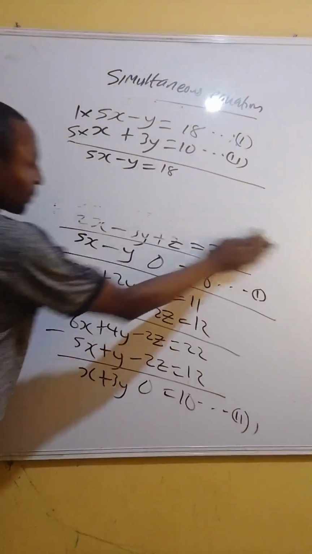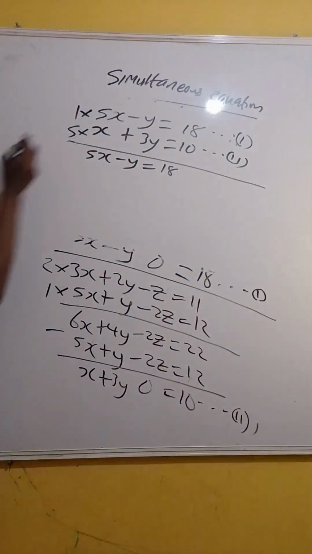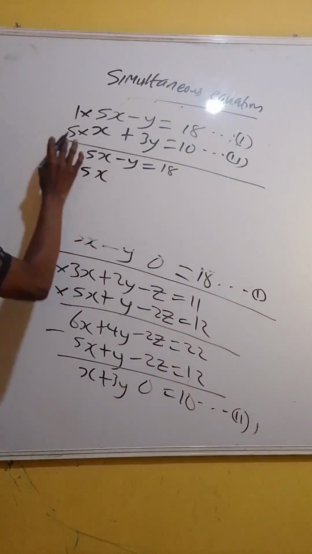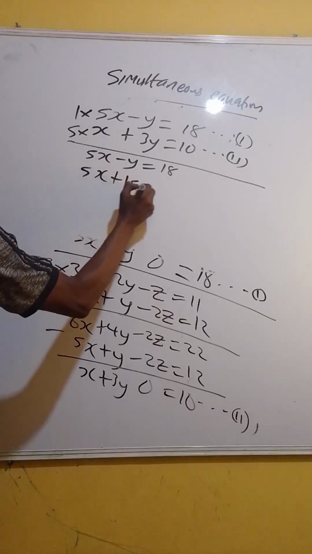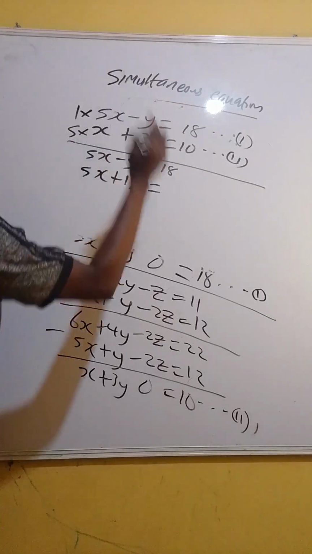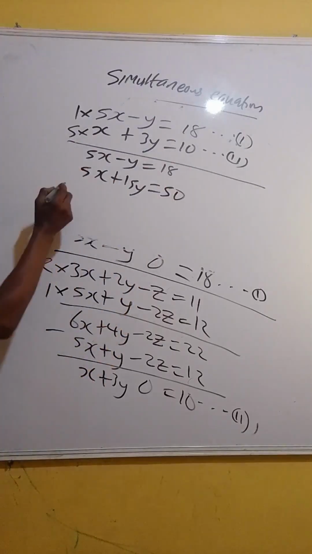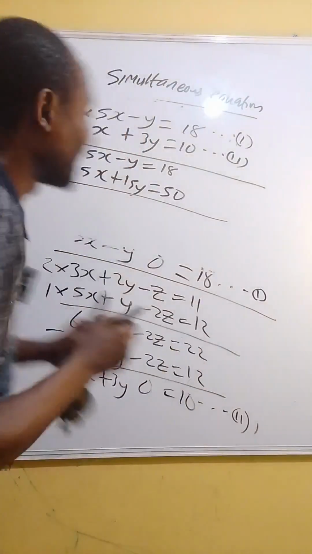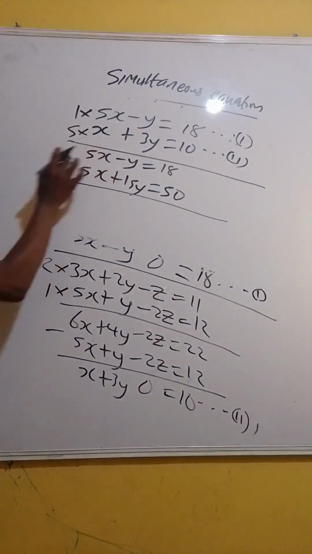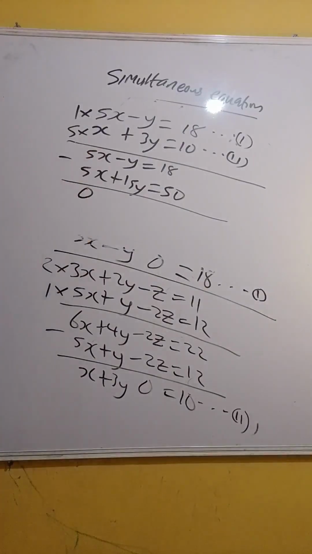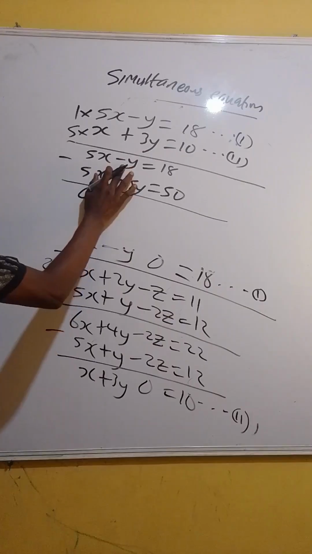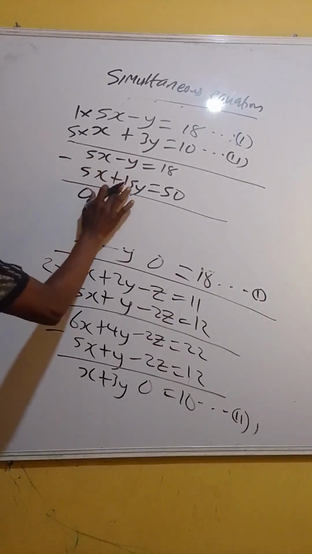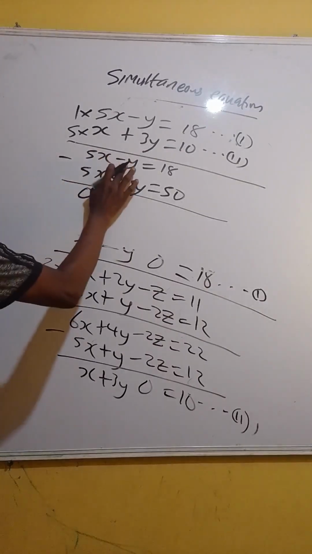Having done that, hope you are following me. Are you seeing me? 5 times this will give me 5x. 5 times this will give me plus 15y equals 5 times this will give me 50. Okay, let us do. Hence the two of them are like the same. So what do we do now? Eliminate. 5x minus 5x will give me 0.